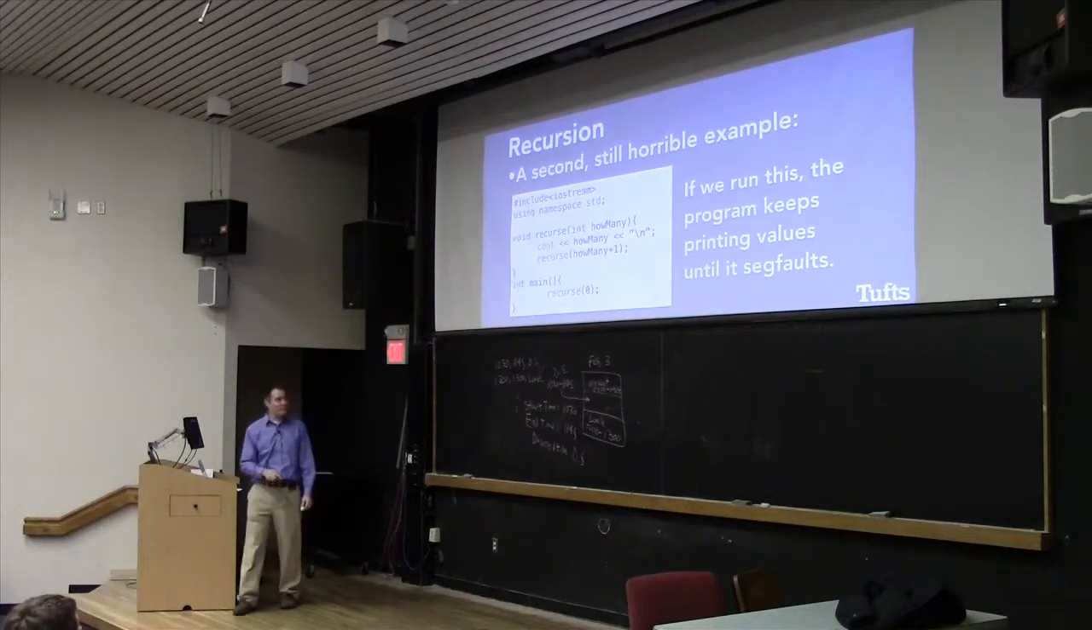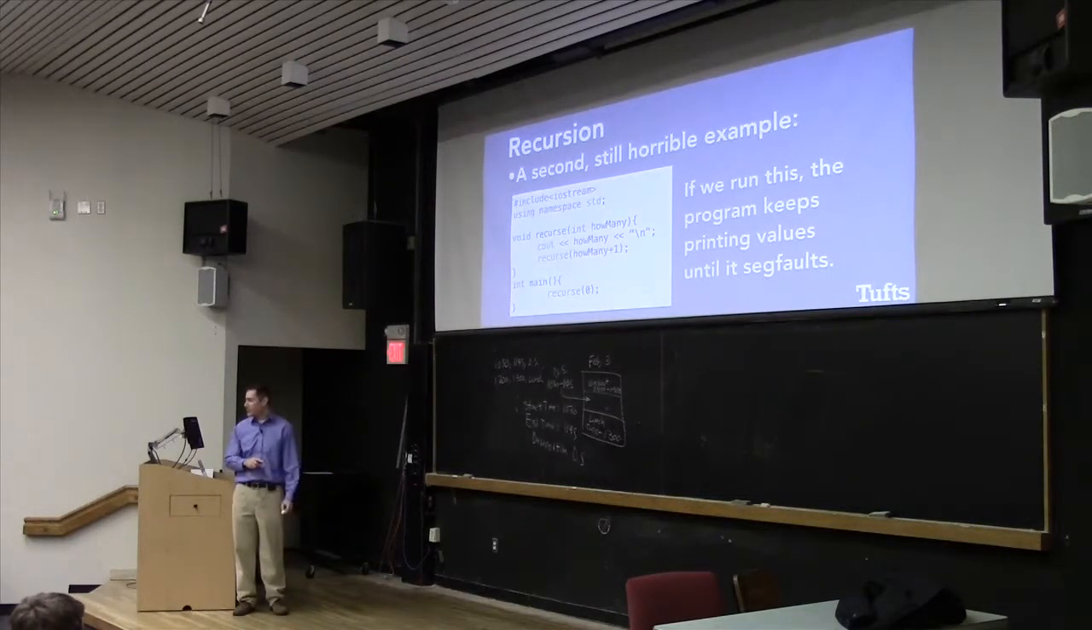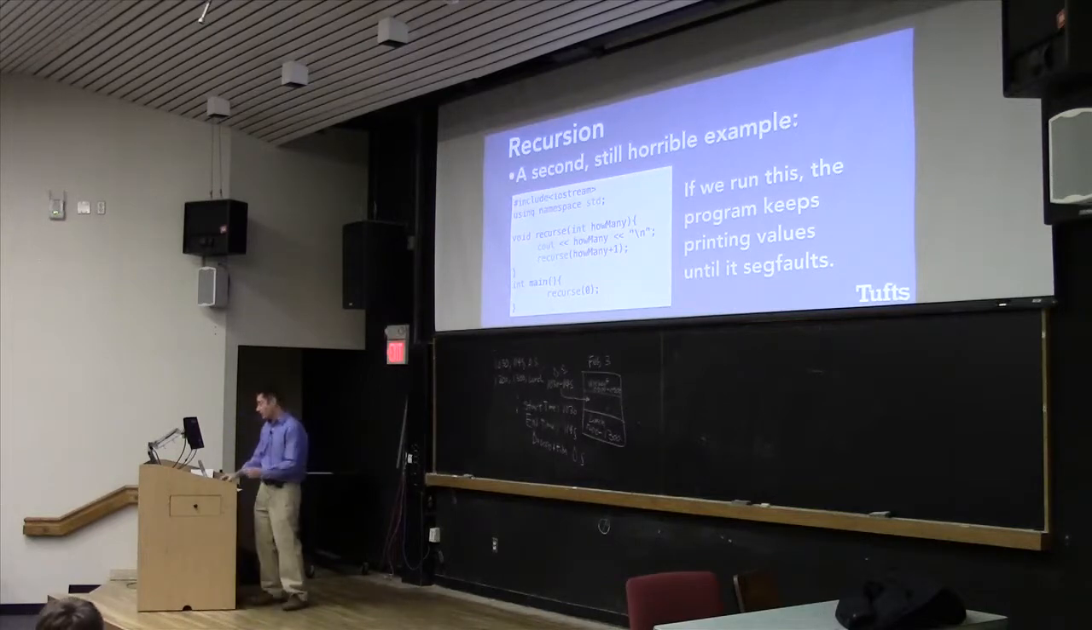Here's another horrible example. I'm giving lots of horrible examples today. So this is an actual program. We could say recurse, and then we could pass in this value called how many. What it's going to do is print out that number, and then call itself with that number plus 1. And it's going to do that, and then print out that number plus 1, plus 1, plus 1, plus 1. If we started with 0, we're going to do this, and then this also will probably crash.